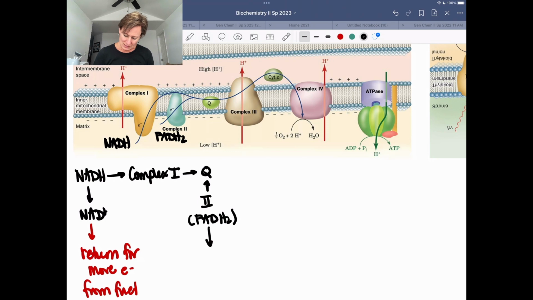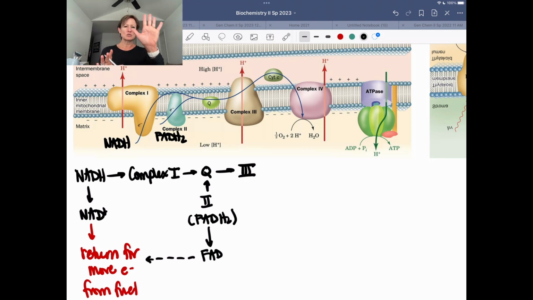Once it becomes oxidized, it becomes FAD. It too will return to get more electrons. And it's not necessarily that it really returns; it just continues to do its succinate dehydrogenase chemistry and generate FADH2. But now from Q, we're going to deliver electrons to complex 3.